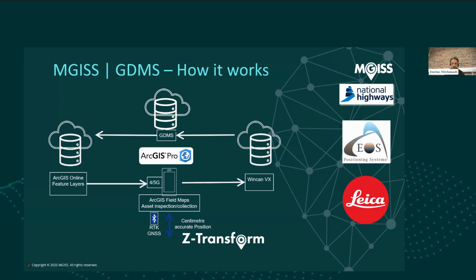And a couple of partner logos here in EOS Positioning Systems and Leica, and these guys supply our GNSS hardware for accurate positioning.